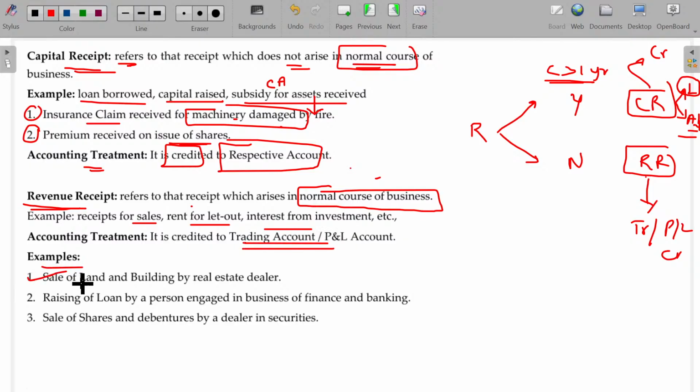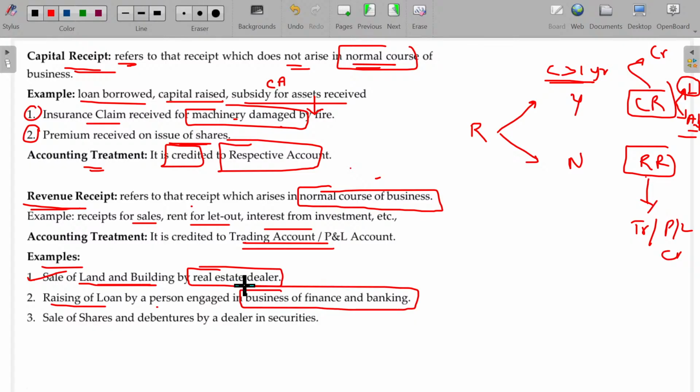Example, sale of land and building. Sale of land and building by whom? By a real estate dealer. For us, I am not the real estate dealer. If I sell my property, it's a capital asset, right? So if I am not the real estate dealer, then it will be an asset. Otherwise, it will be considered as my stock.